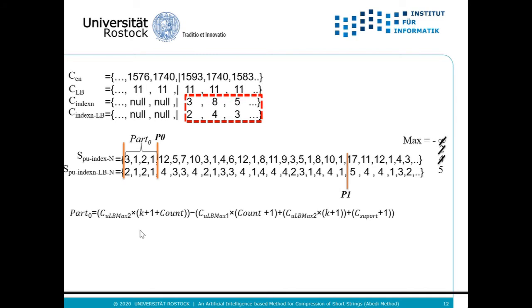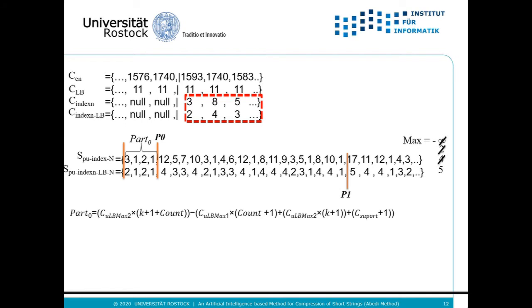This formula shows how many bits can be reduced by separating the index with maximum binary length. In this formula, C index LB max 2 is equal to the amount of the second update of max, which is equal to 4 in this example. And K is the number of repetitions of the maximum number, which is equal to 1. And count is the number of indexes in part 0, which is equal to 4.